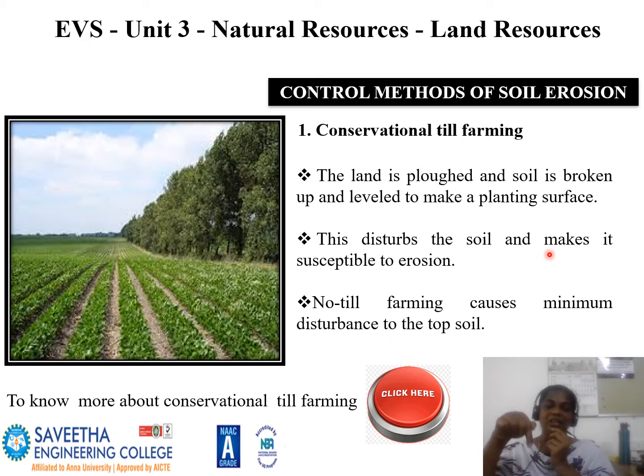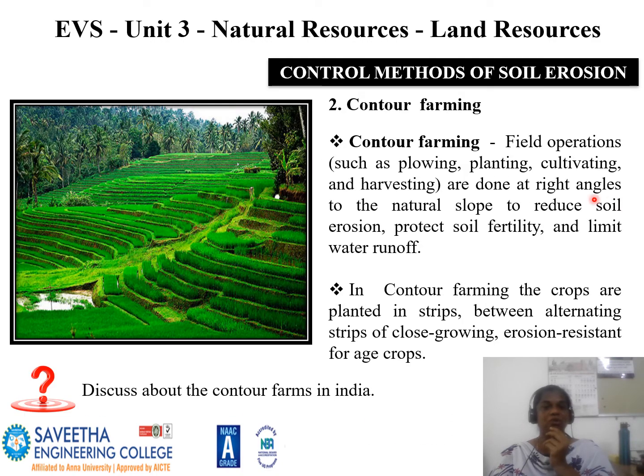Just dig a hole, put the seed and close it, so that the soil will not be disturbed. This is called no-till farming or conservation tillage. And the second method is contour farming.